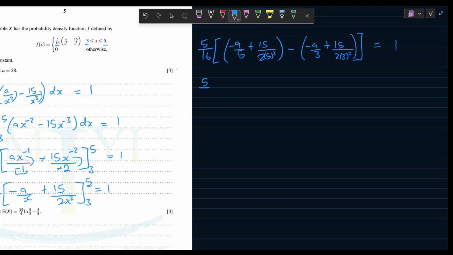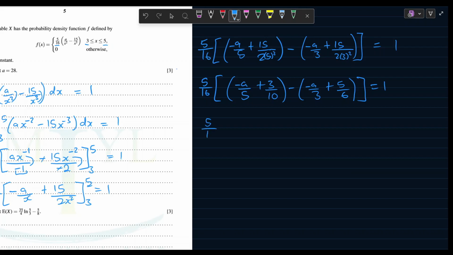So let's simplify. We've got 5/16 times, here we've got negative a over 5. Then 15/2 times 5 squared simplifies to 3/10. Minus, we've got minus a over 3. And then 15/2 times 3 squared, which is 5/6. And this should all be equal to 1.